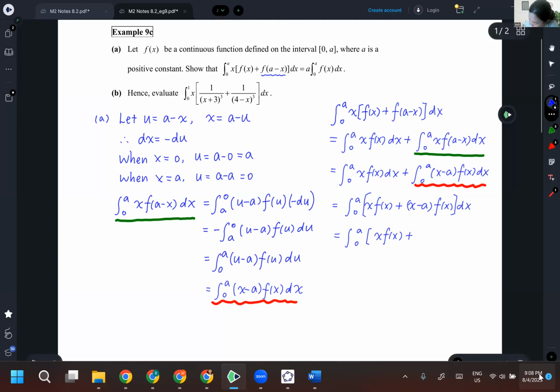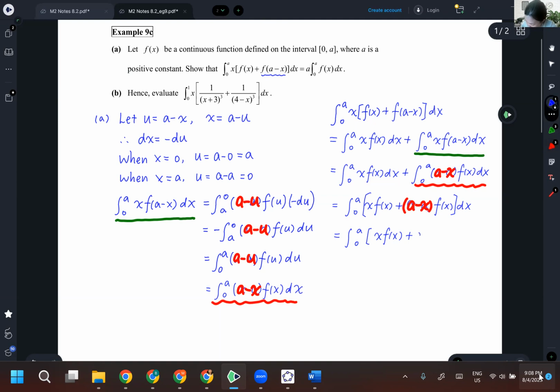Let me erase this. Now let me use another color so it's clear. This one I made a mistake. It's a minus u, a minus u. X is a minus u, yes, a minus u. So this is a minus x. Sorry, I made a mistake. So this is a minus x. Okay.